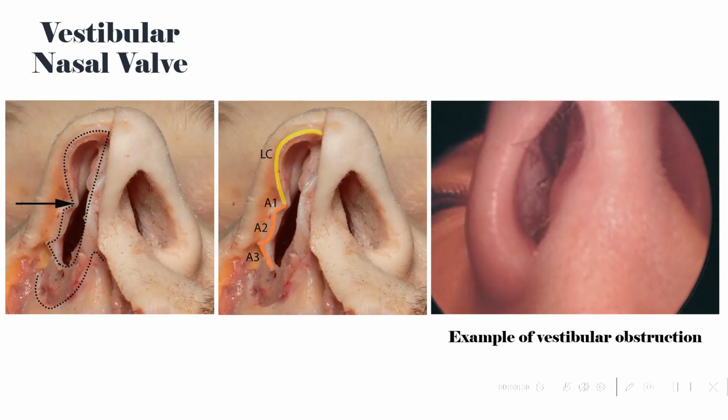Recently, Kakir, 2016, and Davis, 2015, have proven the concept of lateral crural tensioning as a means of flattening the junction of the lateral crus and accessory cartilage junction, opening the vestibular valve.